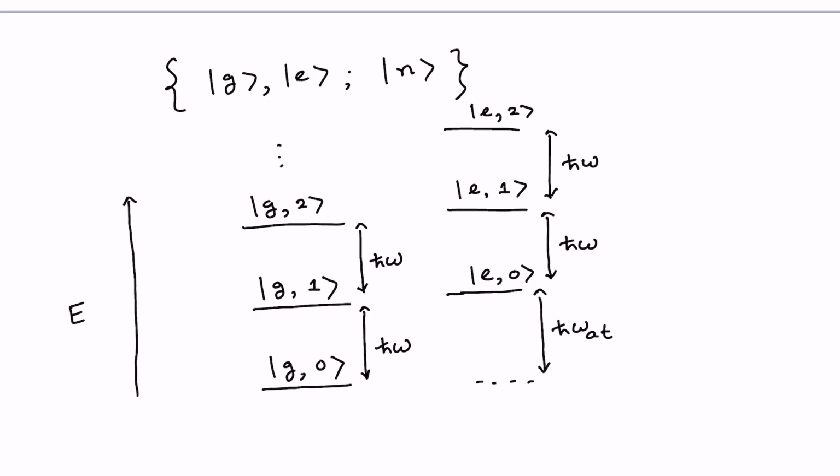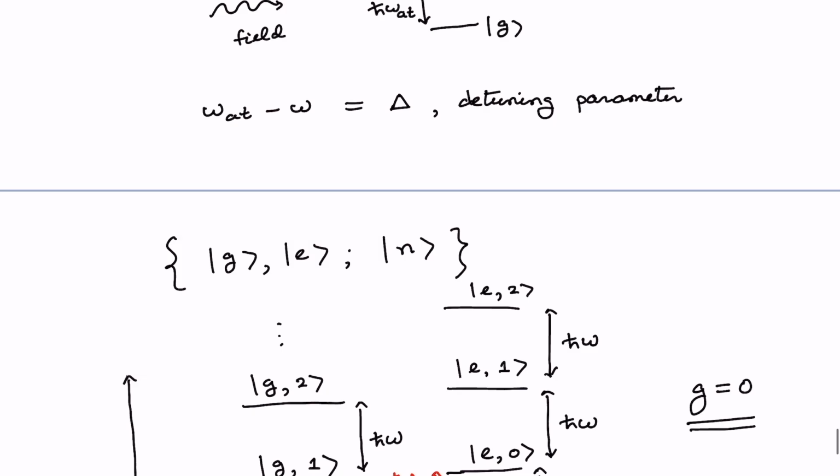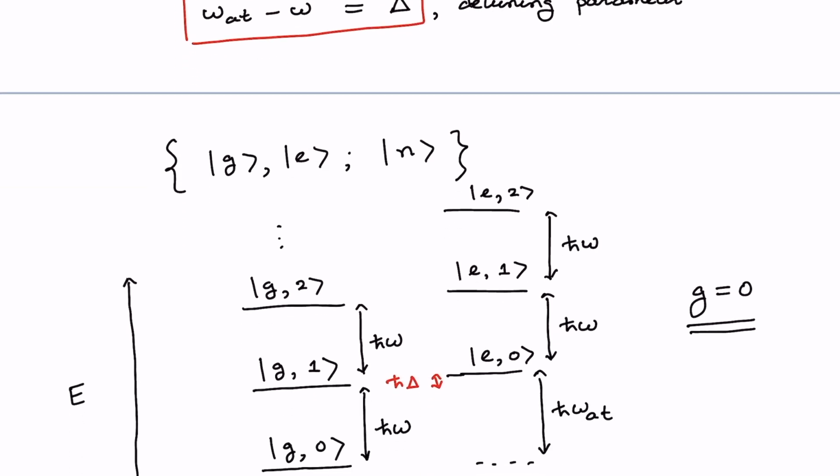So basically we are going to have two harmonic ladders, and we are considering the coupling parameter to be 0. That means there is no interaction between the atom and the field. So what you see is that the difference between the adjacent energy levels of these two harmonic ladders is h bar delta, because we have defined the detuning parameter as omega atom minus omega. So adjacent energy levels in the harmonic ladders differ from one another by h bar delta.